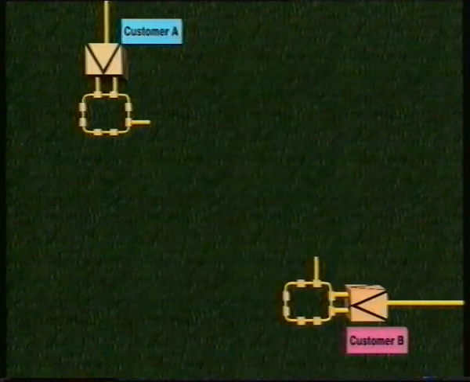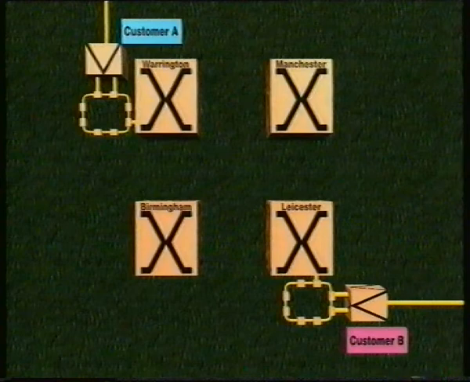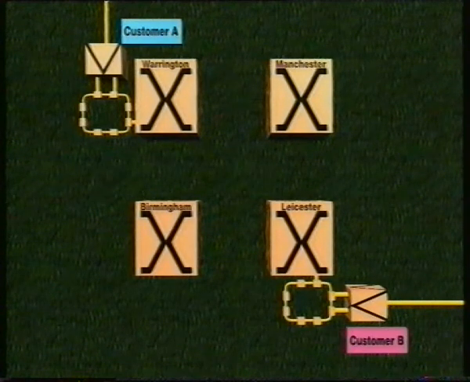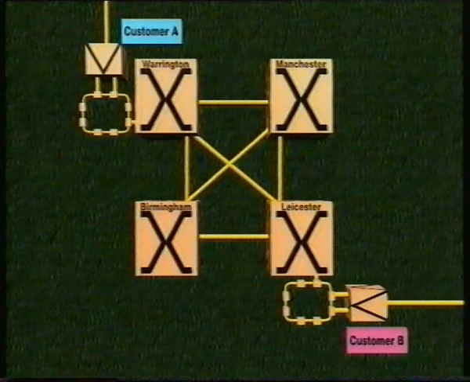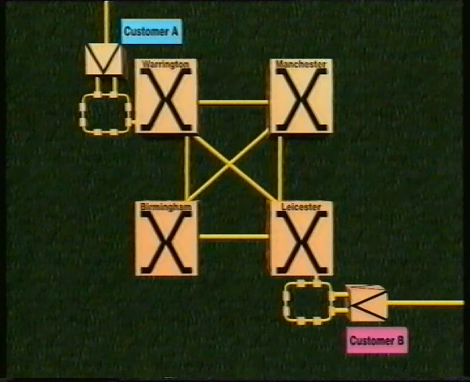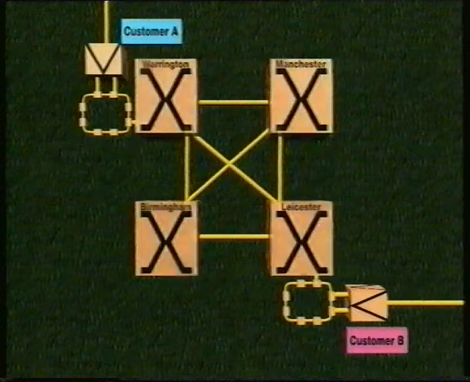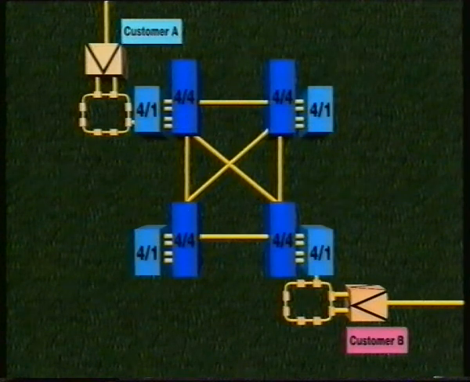At major BT nodes we have SDH digital cross-connect switches, or DXCs for short. These are connected in a mesh to form a core network. At the cross-connect sites there are in fact two types of DXCs. These are called the 4.1 and 4.4. The 4.1 is a combined multiplexer and digital cross-connect switch.